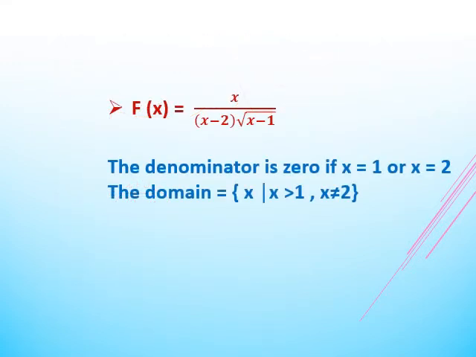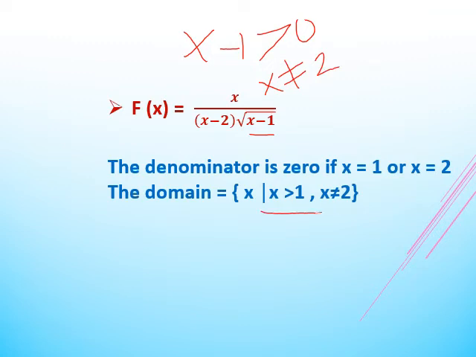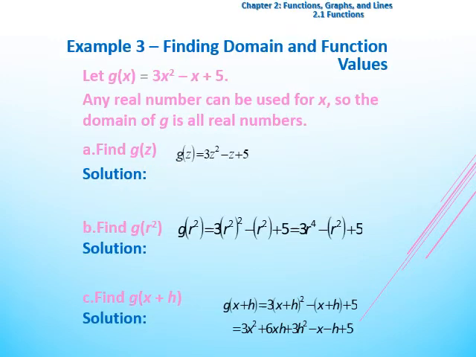Here is another example, where we have two factors multiplied in the denominator: x over x minus 2 multiplied by root x minus 1. Here, x minus 1 should be greater than 0, and at the same time x is never equal to 2. So our domain is x greater than 1, except x equal to 2. This is the domain for this function.